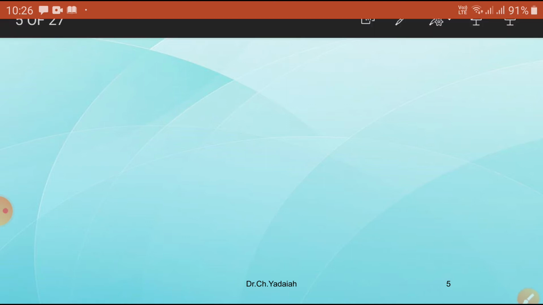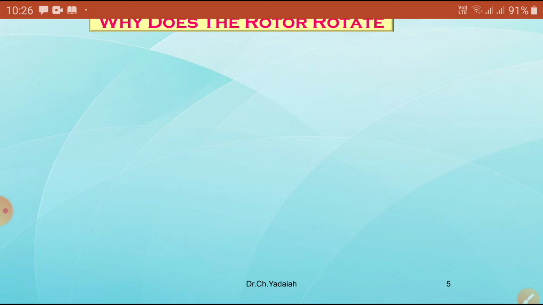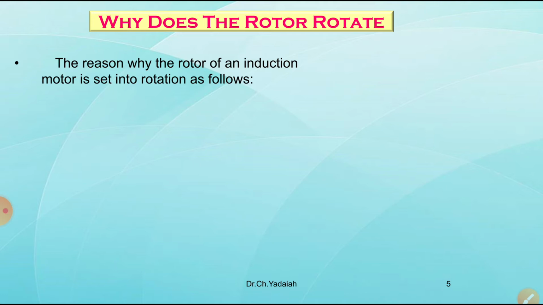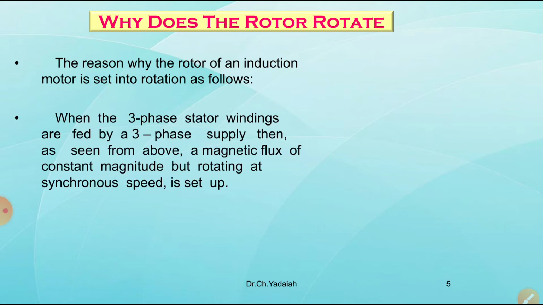Now here you can see why the rotor rotates. That means how the torque is developed. Now we have seen how the torque is developed. So we just discussed the basic principle. Let us see the details one by one. Okay. Then what is this? The reason why the rotor of the induction motor is set into rotation. What are the reasons?